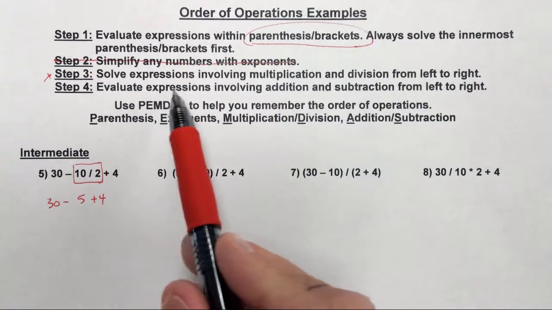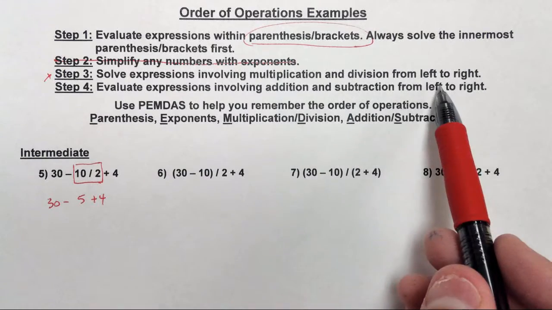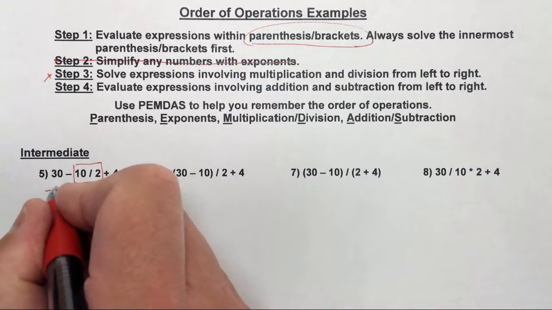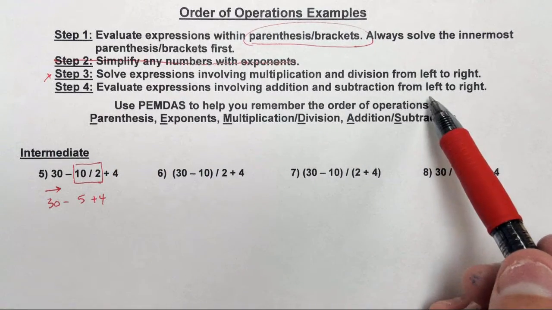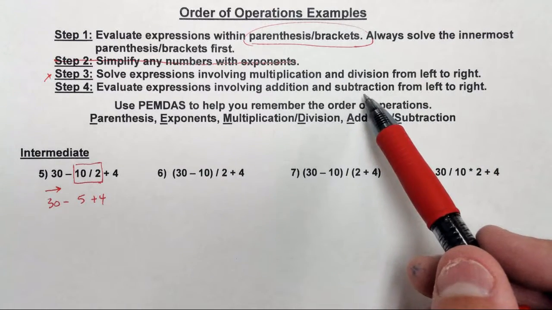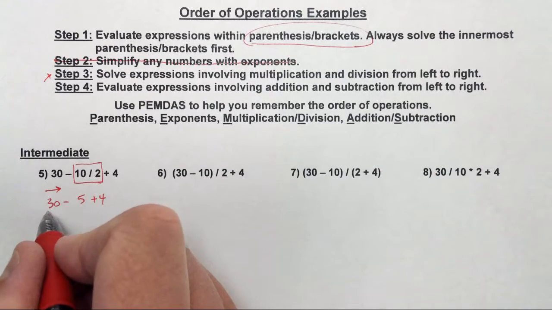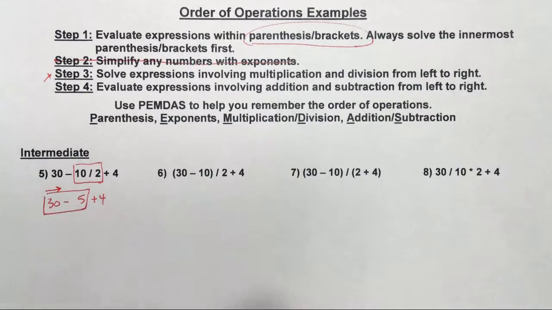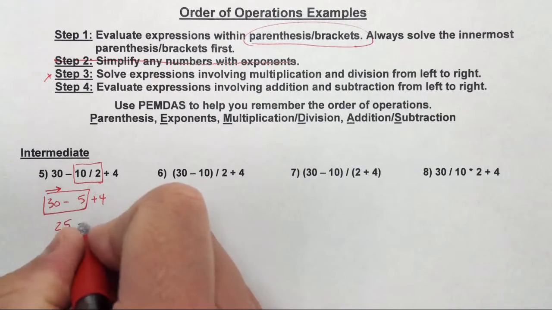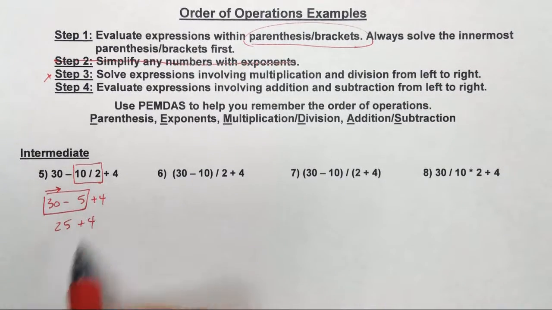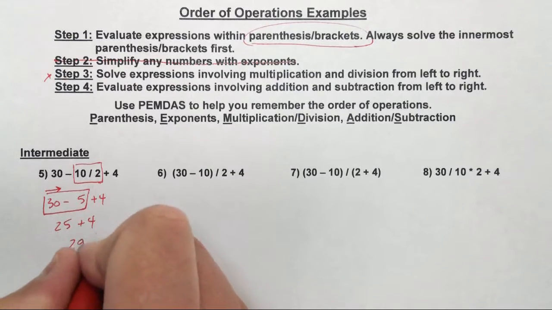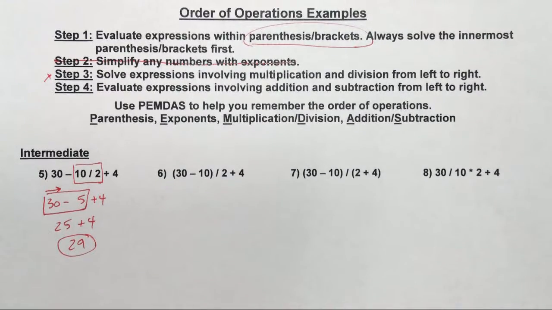Now I need to evaluate expressions involving addition and subtraction from left to right. So from left to right here, I need to simplify the problem dealing with addition and subtraction. So first of all, I'm going to come across this 30 minus 5, which is 25. And then now the only thing left over is this plus 4, so I get 29. And that should be your final answer here.